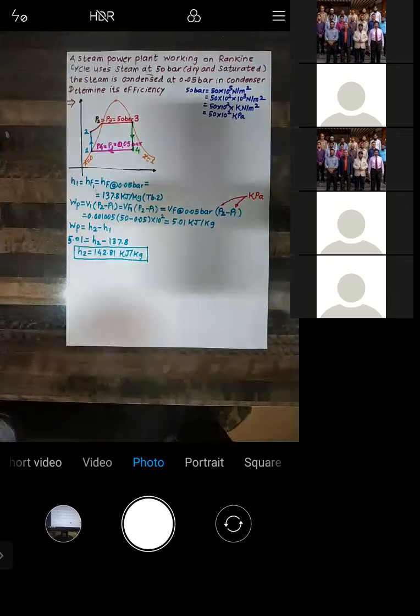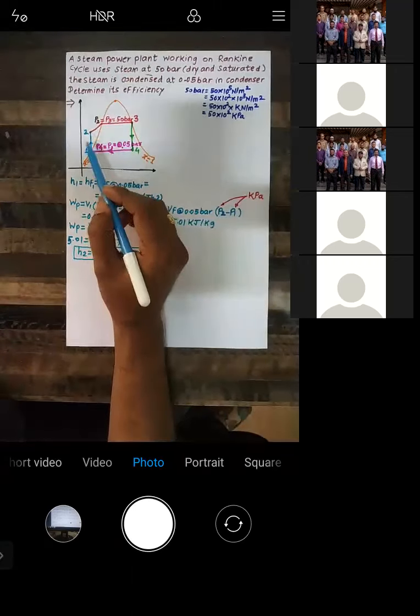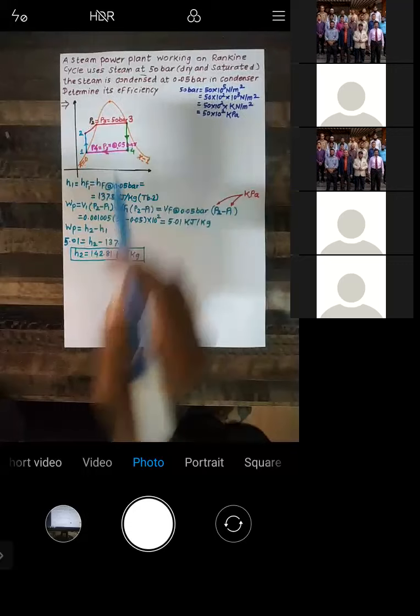See, how to calculate the work consumed by the pump? It is the difference between the enthalpy at the outlet minus the enthalpy at the inlet. So is it okay, all of you?